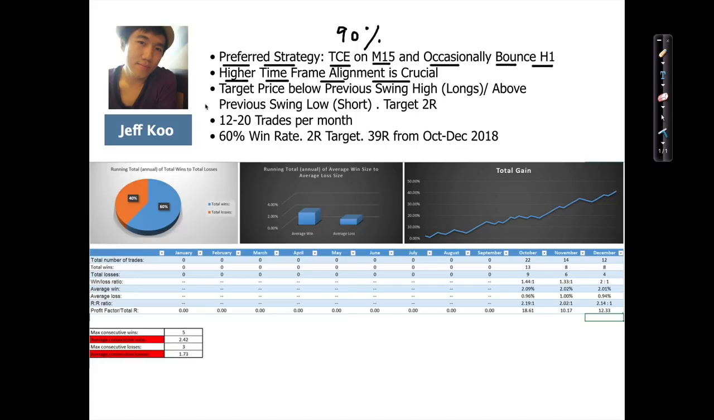And now he's got a unique style. For Jeff, I noticed that for his trades, his target price is always below the previous swing high for longs, and above the previous swing low for shorts. And he always targets 2R. He always goes for 2R. So that's him.